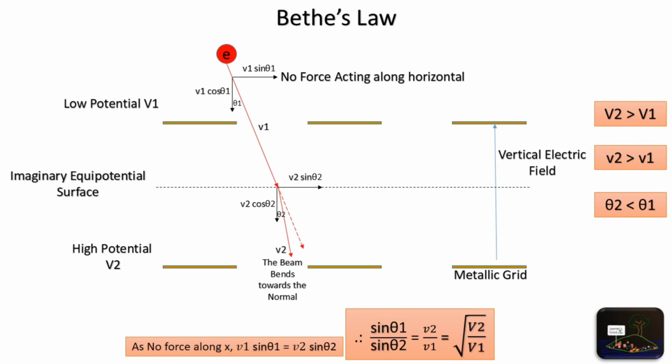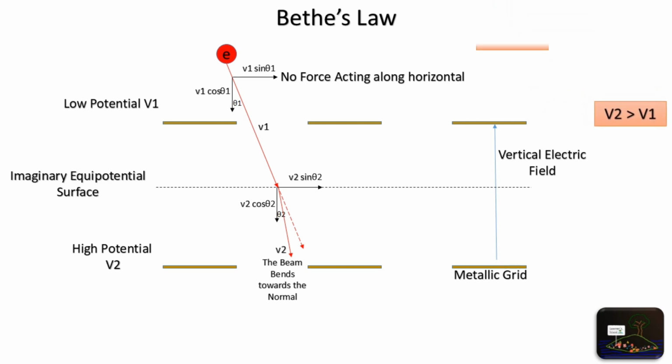The main points to remember here are, potential is increasing, so velocity of the electron also increases. And thus θ, which is the angle between the direction of the electron and the electric field, decreases as the electron beam bends towards the normal.